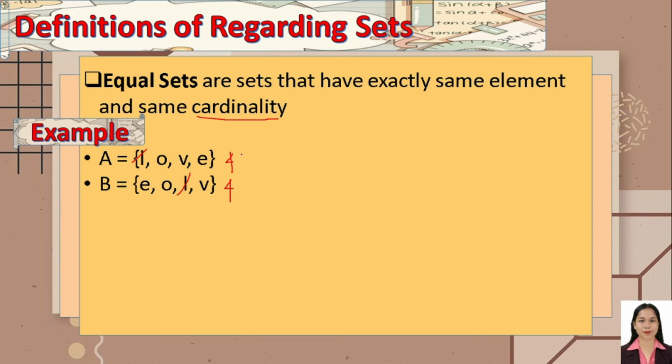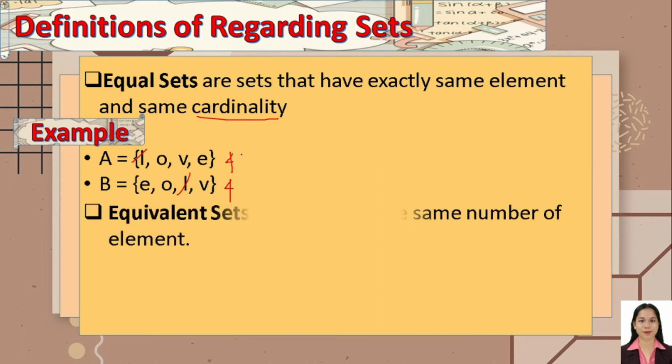Pag equal set, exactly same element and same cardinality. And we have the equivalent set. So, pag sinabi natin equivalent sets, these are the sets that have the same number of elements. So, dito, hindi na nag-vary kung anong element meron yung isang set or yung dalawang set. As long as they have the same number of elements, then they are equivalent.